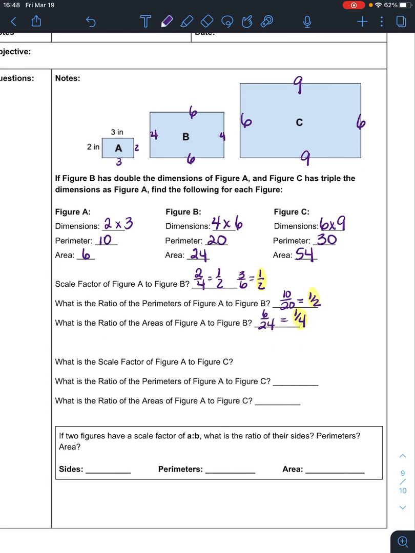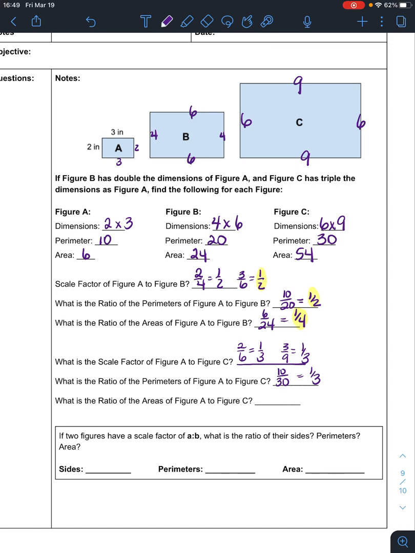So let's see if there's a pattern here. Let's do our scale factor of figure A to figure C. Figure A would be 2 over 6, which is 1/3. Or you could do 3 over 9, which is also 1/3. But remember we said C was 3 times bigger, so A is 1/3 of it. Then the ratio of our perimeters would be perimeter of 10 over perimeter of 30, which reduces to 1/3.